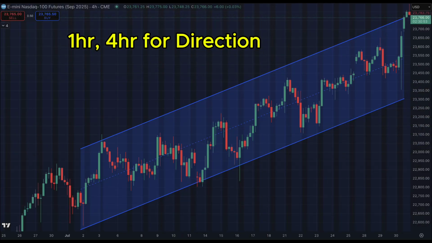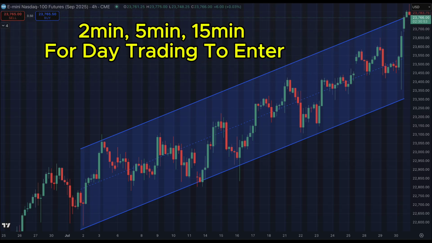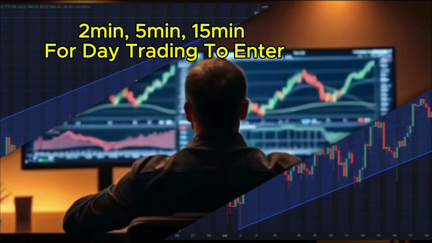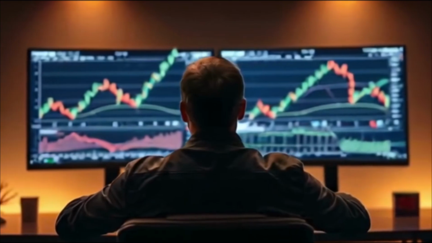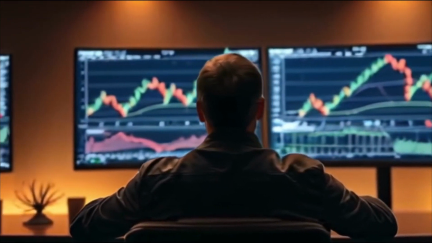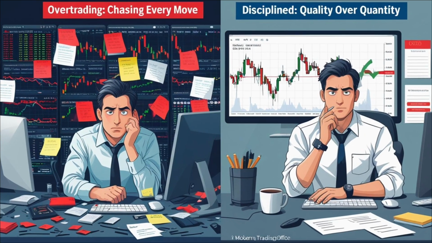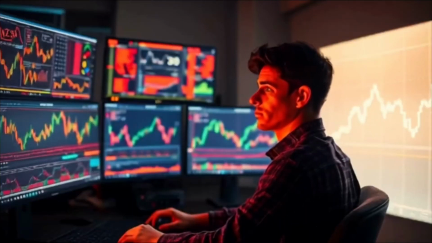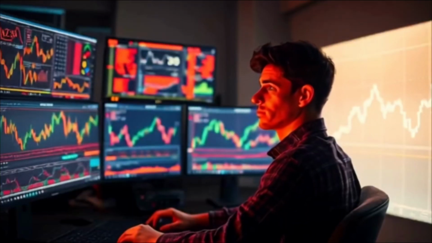Use multiple time frames to gain context. Higher time frames for direction, lower time frames for precise entries. And remember that trading less often but with higher quality setups is far more effective than overtrading. By following structure, patience, and disciplined execution, you turn your map into actionable, consistent profits.